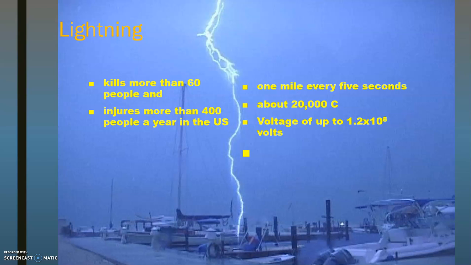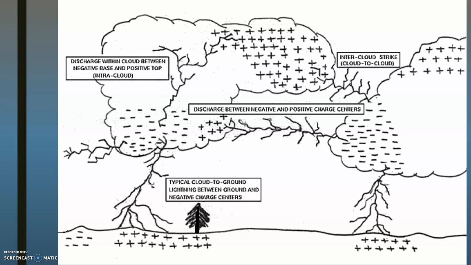It happens every mile, every 5 seconds, and its temperature can exceed 5,000 degrees, or 20,000 degrees Celsius, and voltages up to 120 million volts. It's ridiculous. Or 120,000, sorry.